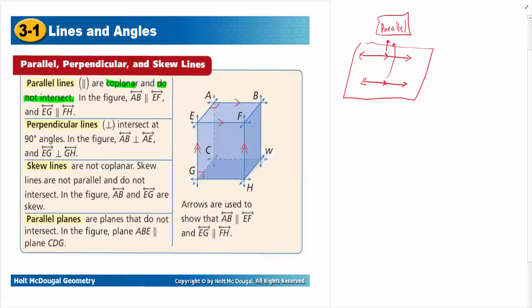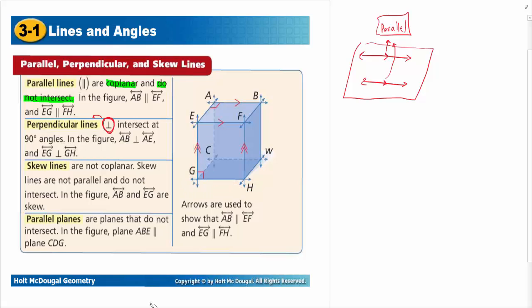But here we go. Now we got perpendicular lines. And again, this is an important way to recognize them. We're going to use this a lot. This is a symbol for perpendicular. Okay, perpendicular lines, they intersect at a 90-degree angle. So again, you have that little red square that represents it's a right angle or a 90-degree angle. So as long as two lines are forming that, you're going to have perpendicular lines. So AB and AE, they got this right angle where they intersect. Same thing with EG and GH, you got that right angle in there.